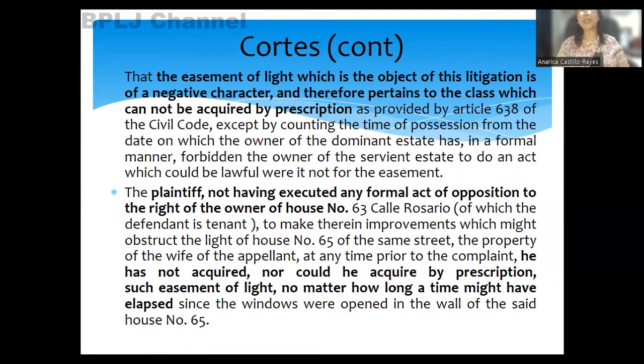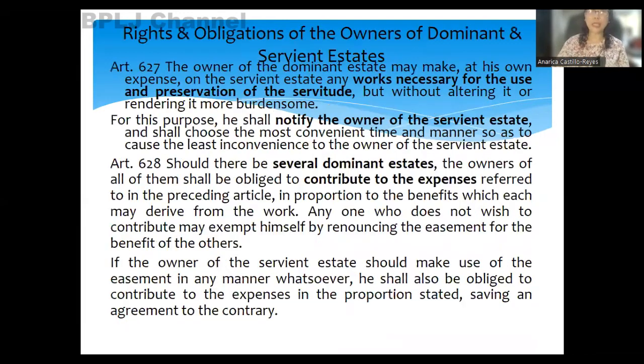The plaintiff not having executed any formal act of opposition to the right of the owner, he has also not acquired, nor could he acquire by prescription such easement of light, no matter how long a time might have elapsed, because of the absence of a notarial prohibition.